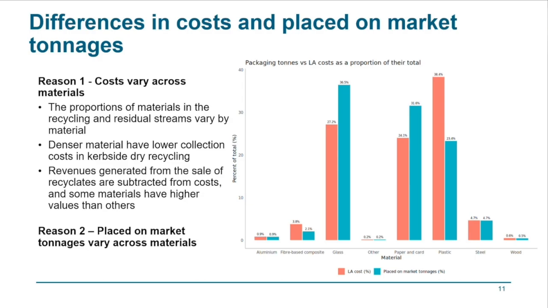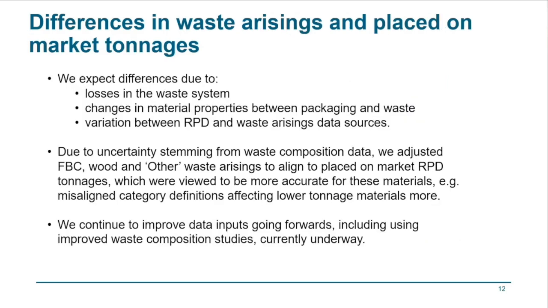The second main reason why fees vary across materials is due to placed on market tonnages varying across materials, which are also presented in the figure to the right. Next slide, please. The third reason for differences in fees is due to differences in the waste arising tonnages and placed on market tonnages across materials. And we expect these differences to occur due to losses in the waste system, due to changes in material properties between packaging and waste, and finally, due to variation between the data sources used for RPD data and waste arisings.